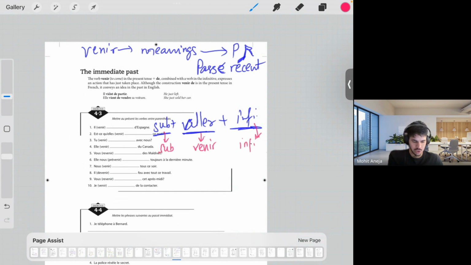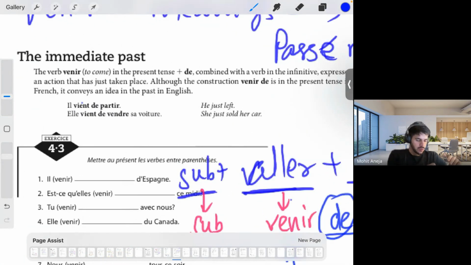There's one small addition to this. What is that addition? I have a de placed in between. So between venir conjugated and the infinitive, what I have is a de. Without the de, this is incomplete, and in fact won't make any sense, because we usually don't put an infinitive after venir. Il vient de partir. You see, there is a word de in between.